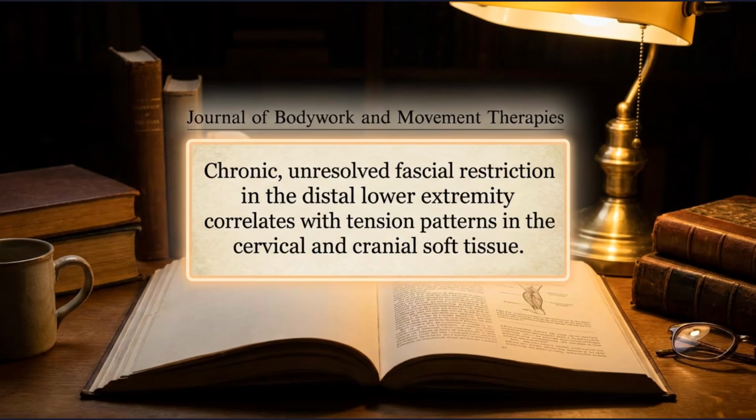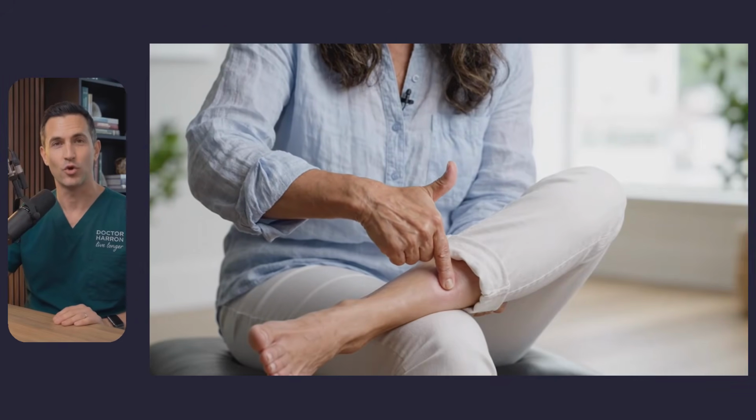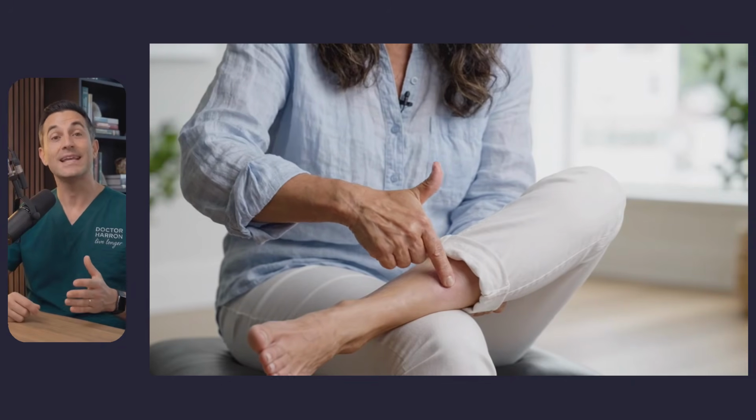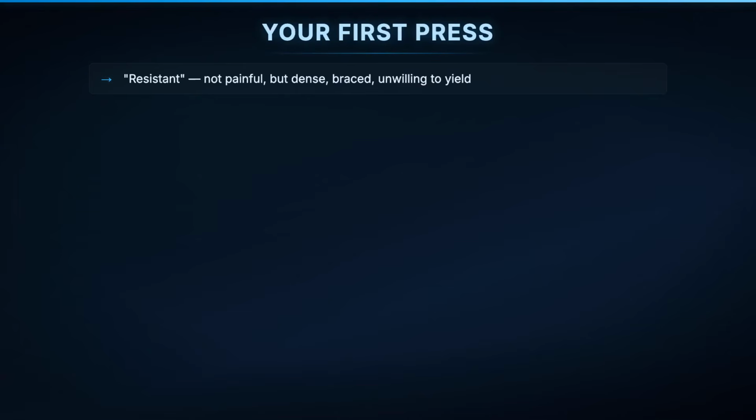The Journal of Bodywork and Movement Therapies has documented how chronic, unresolved fascial restriction in the distal lower extremity correlates with tension patterns in the cervical and cranial soft tissue, a finding that makes complete mechanical sense once you trace the chain. What this means practically: the press is not a trick. It is an intervention at a real anatomical convergence point. When you release compression at the navicular, you are removing a load from a system that has been carrying it for years.